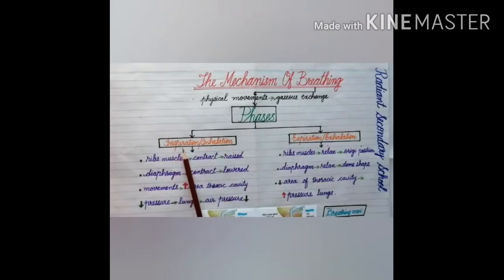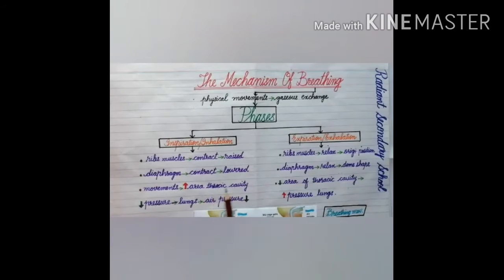So first of all, we will discuss the inspiration. During inspiration, the lungs inhale and the rib muscles contract and are raised. In the same way, the diaphragm also contracts and is lowered. What is the diaphragm? The diaphragm is a dome-shaped muscular partition that separates the thoracic cavity from the abdominal cavity. So these movements increase the area of the thoracic cavity and decrease the pressure on the lungs.